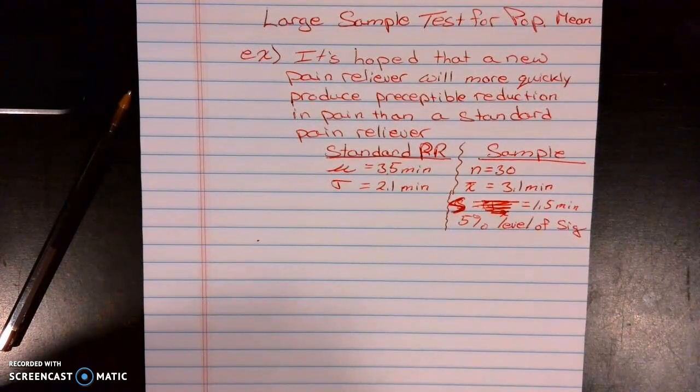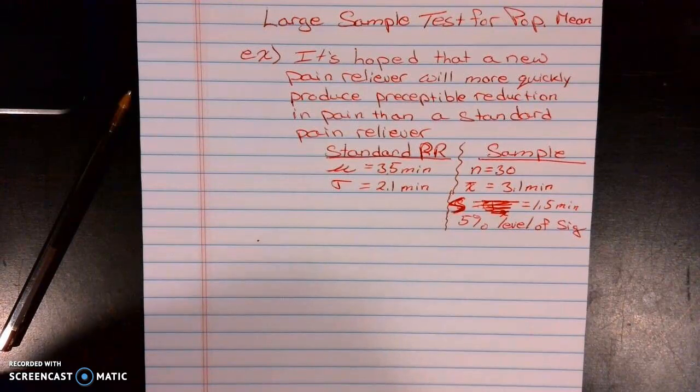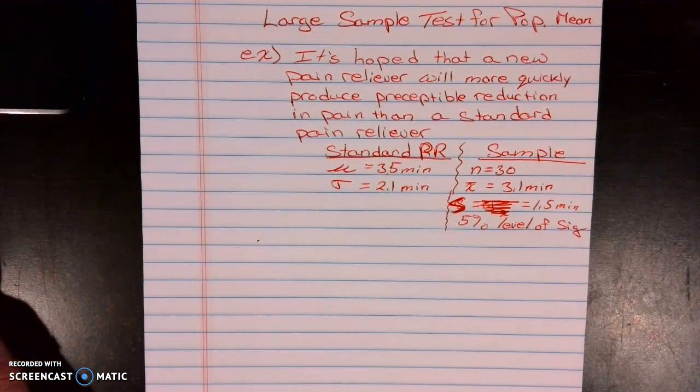So we have this new pain reliever, and we have a sample that we took, 30 sample size, which is a large sample. We have a sample mean of 3.1 minutes, and a sample standard deviation of 1.5 minutes. We do not have the population standard deviation, so it's unknown, and we are evaluating it at a 5% level of significance. Okay, so in order to do this, we need to follow our 5-step procedure to calculate.